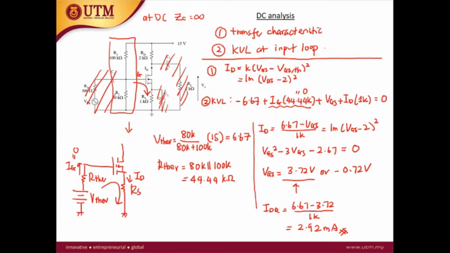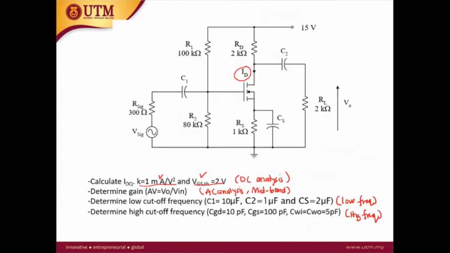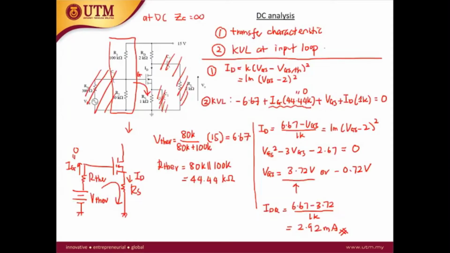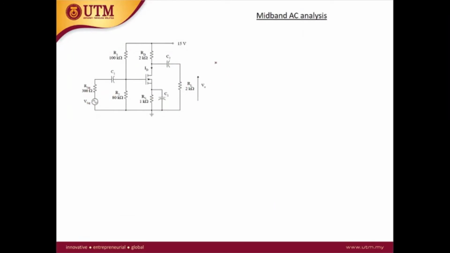Okay, so we have done the DC analysis. The second question is the AC analysis at the mid-band. We want to determine the gain V out over V in. For the mid-band analysis, we start by drawing the equivalent circuit at the mid-band. So this is the equivalent circuit.